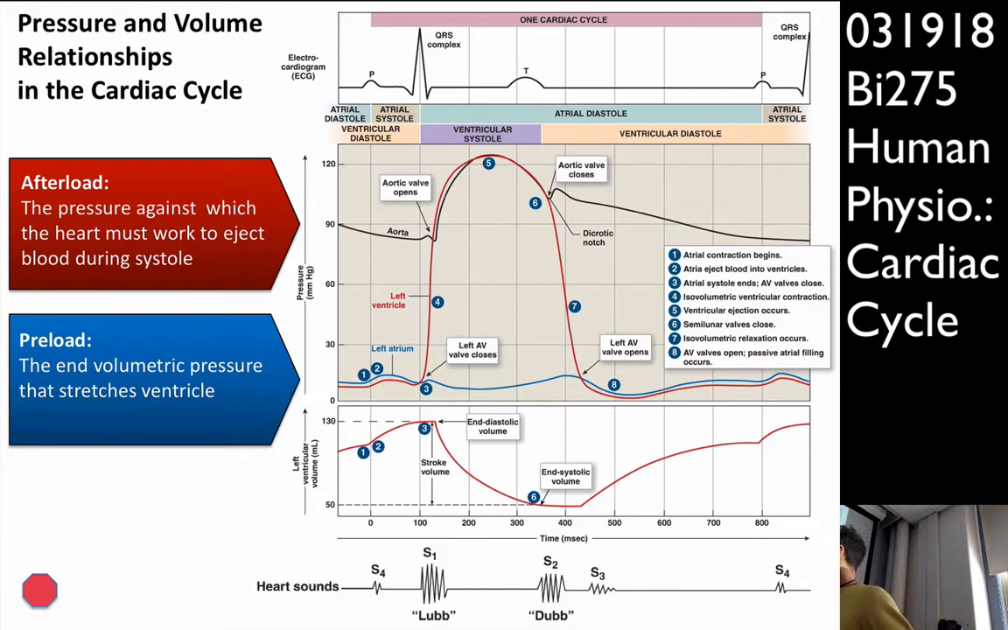S1, the lub, is the sound of the aortic and pulmonary valves, the semilunar valves, snapping open, and then the dub is the sound of those same valves snapping shut.